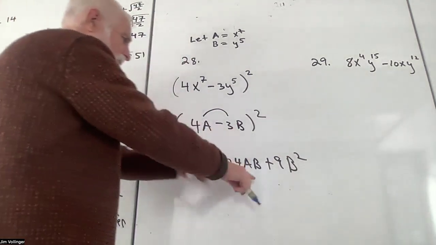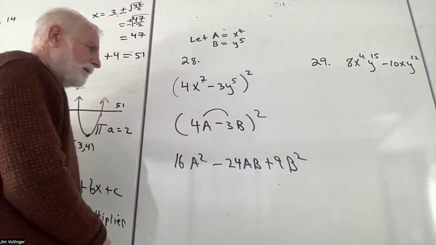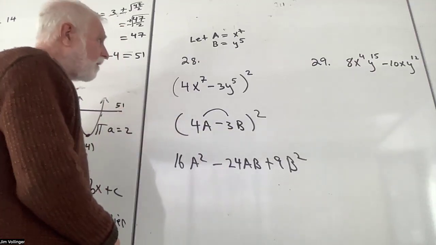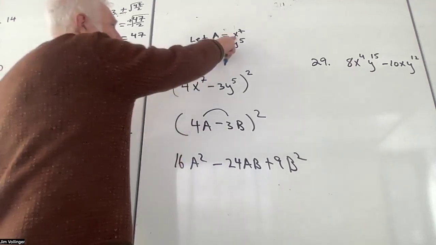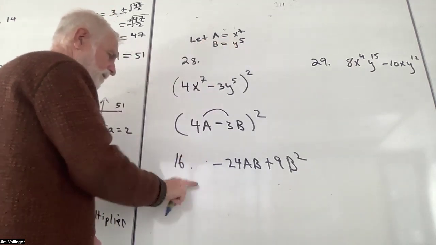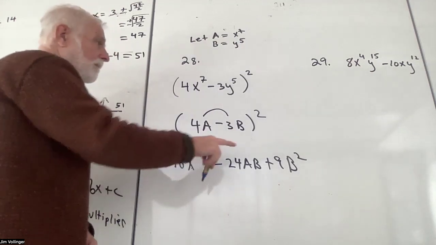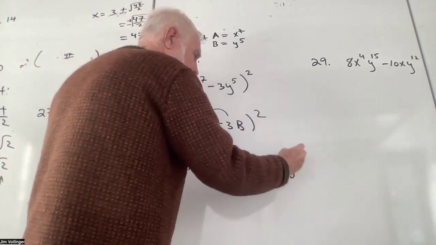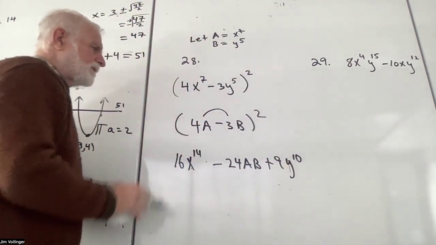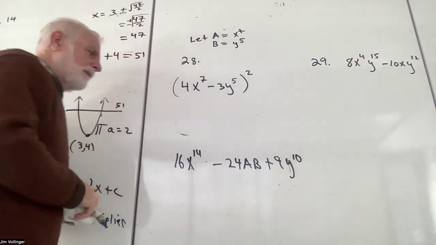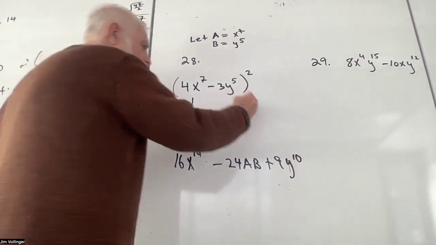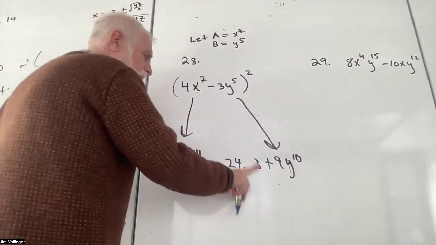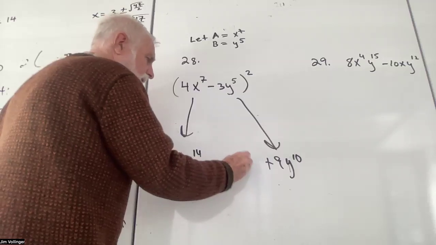I wouldn't change the exponents in the middle term. I'm just counting how many AB's I have, and it's minus 24. So now I finish up by saying, I'm going to square x to the 7th. Well, that's x to the 14th. And I'm going to square y to the 5th. Oh, that's y to the 10th. All right, so hopefully you can see the squaring here, the squaring there, and you just got to remember, don't change those exponents.